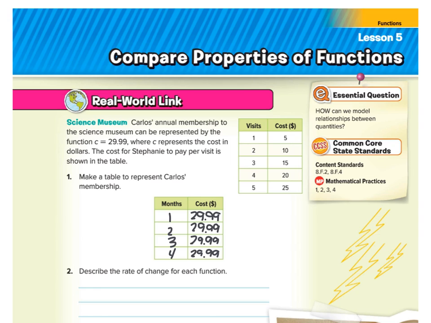Now, at first, it's like, wow, one visit for Stephanie is only $5, but for Carlos, it's $29.99. But as we get closer to 5 visits, Stephanie's is $25, and Carlos is still at $29.99. So eventually, as we compare the properties of these two functions, we'll see what happens.